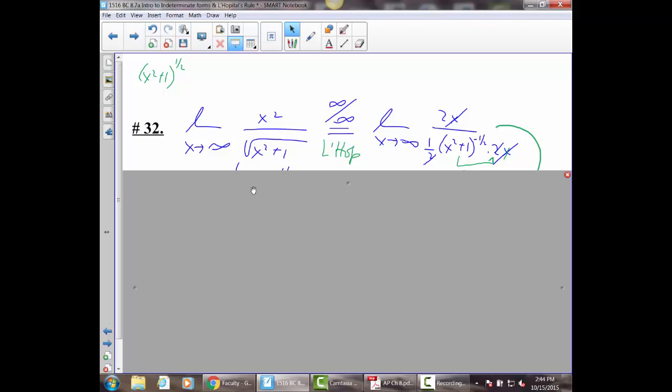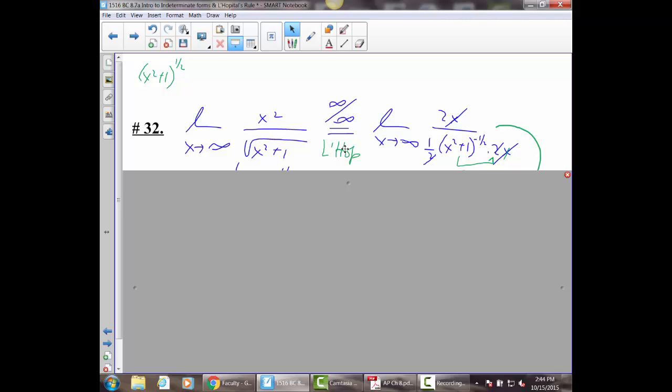Number 32, a little bit more complicated. So you plug in infinity. So infinity squared means infinity times infinity, which is infinity. Then you plug infinity in here, you get infinity squared, which is infinity, plus 1, which is infinity. Square root of infinity is infinity. So I do get infinity over infinity, which means I get to use L'Hopital's.